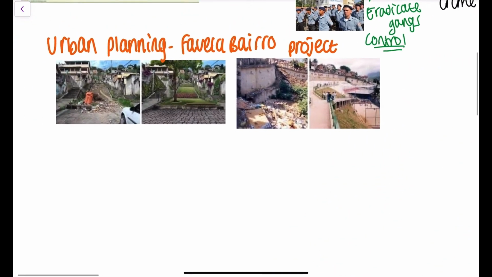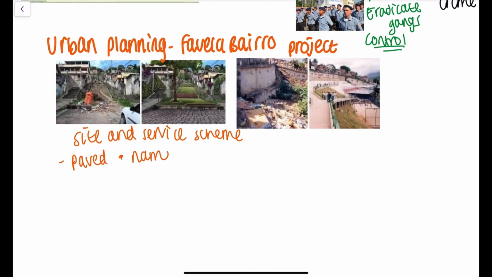The last thing I want to discuss is urban planning. You could get a question about urban planning, and when you see this word, I want you to think of site and service and self help schemes. Now, the Favela Bairro project is specific to our case study, and this is a site and service scheme where the local authority both provides the land and the services for residents to build the homes as well as equipment.